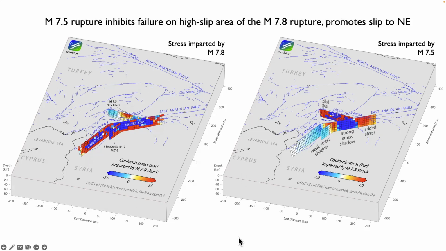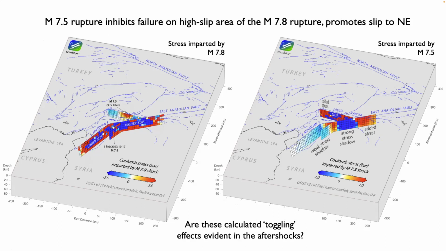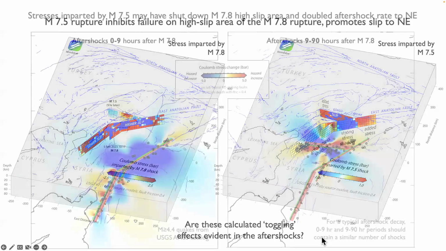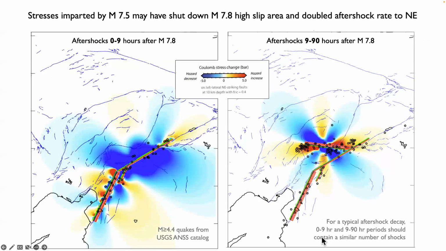Now, is that something that actually shows up in the aftershock process? And the answer is maybe. So let me show you what we get. On the left, I've shown you the aftershocks in the first 9 hours, the aftershocks from the magnitude 7.8 to just before the 7.5 occurs. And on the right, I'm showing you from 9 to 90 hours.